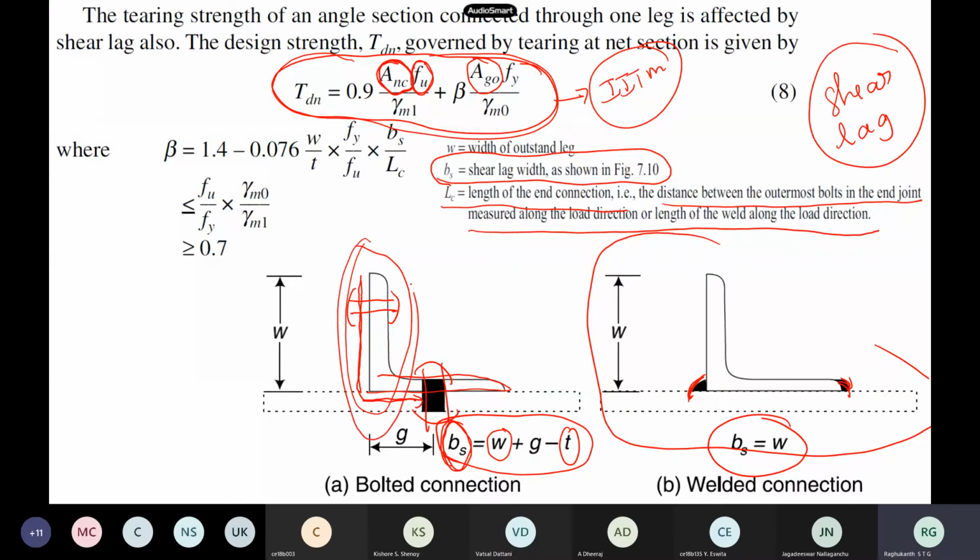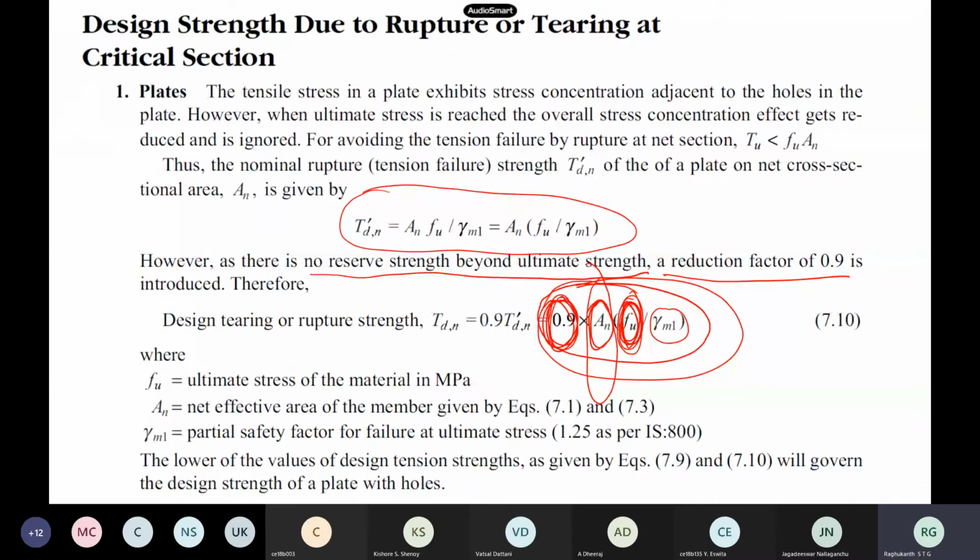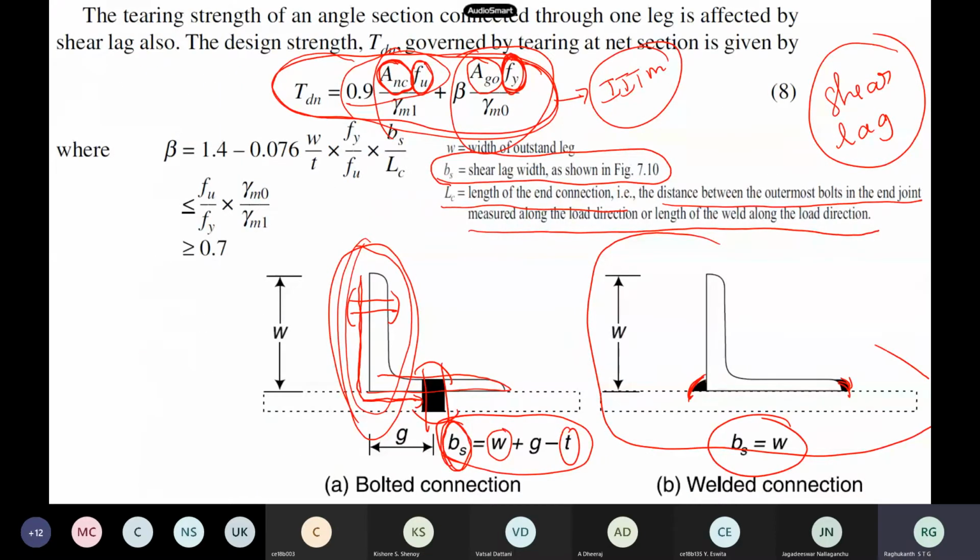The outstanding leg which is not connected will fail by yielding, Fy. Like previously also we have said, yielding means Fy, rupture means Fu. Because this portion of the leg is not connected to any bolts, it fails by yielding. Then 0.9 and the same concept of net section rupture apply. The formula has been split into two pieces: one for the leg which is connected with bolts, the other for the leg which is not connected. This is by yielding, this is by rupture, and there is some reduction factor they use, because this leg is not contributing.